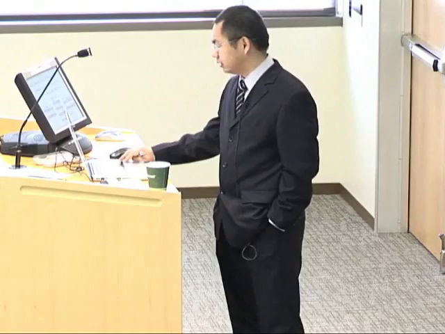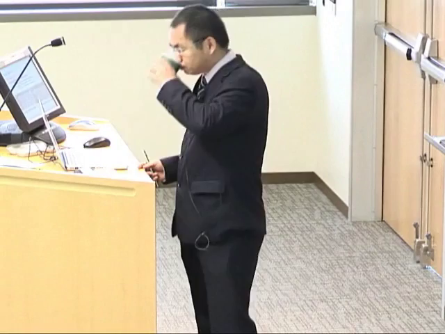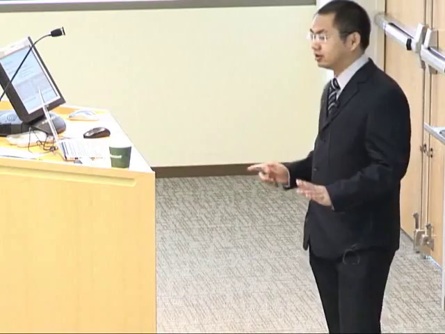And let's return to the question. There are many top k ranking functions. Which one should we use? In order to answer this question, let's use a normalized Kendall distance between two top k answers to measure the dissimilarity of two top k answers. If all of those ranking functions return very similar top k answers, we might as well use any of them. If they return very different answers, there must be some other problems.